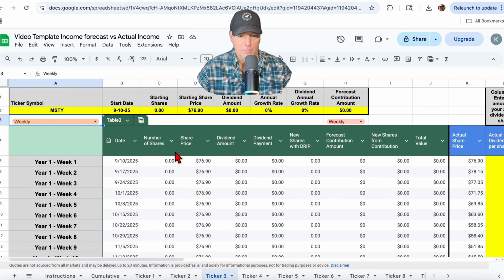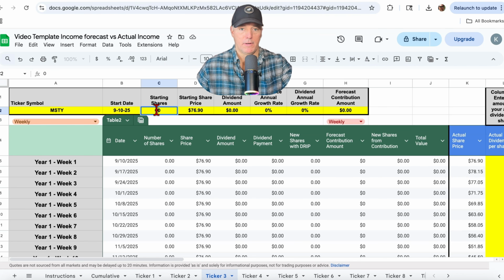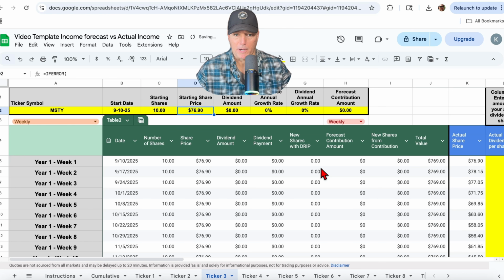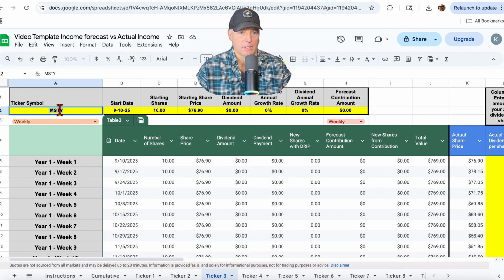Because we haven't put in number of shares, all this is 0. The value is 0 because we don't have anything in it. You put in that you have 10 shares, and there it goes populating. And you can change all these as well. So that's how that works. We're going to go ahead and get out of this one.